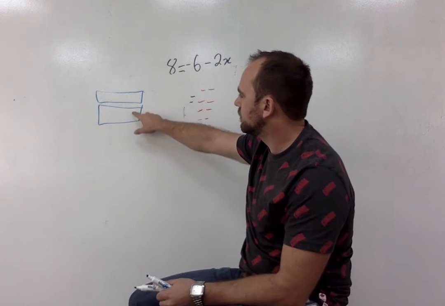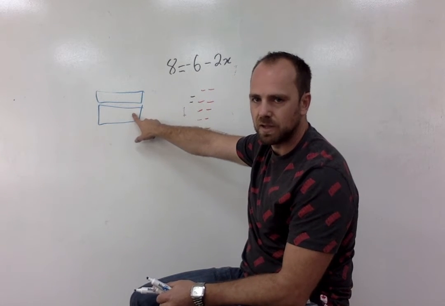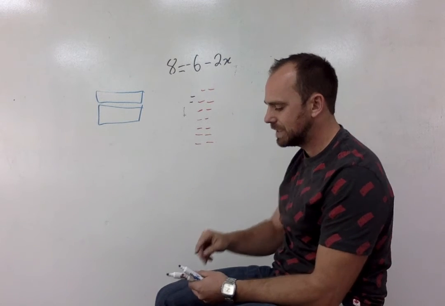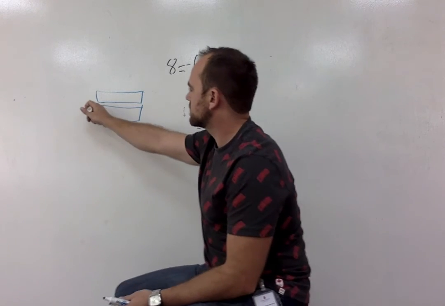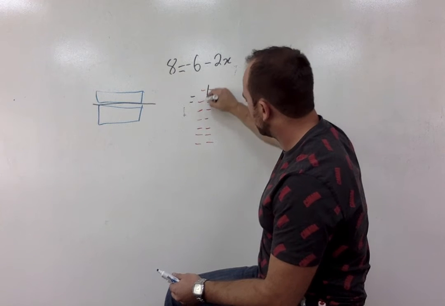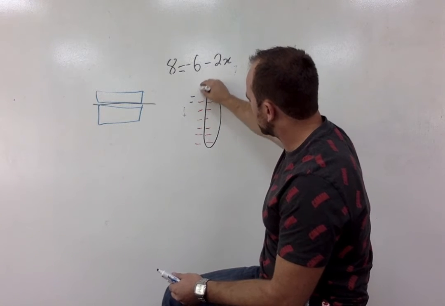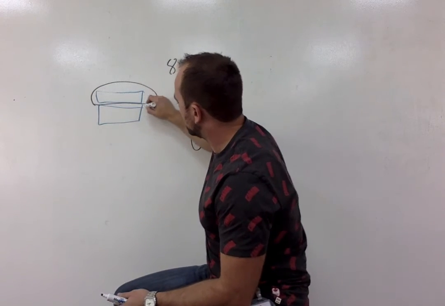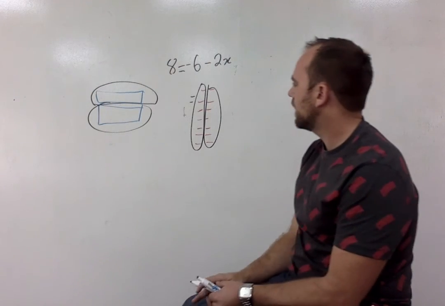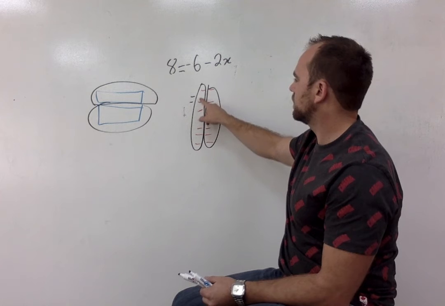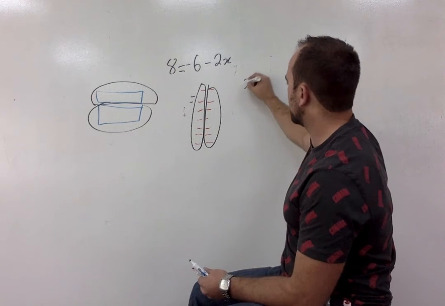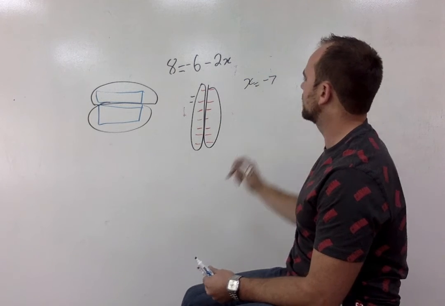Now I've got 2x equals negative 2, 4, 6, 8, 10, 12, 14. This is divided in half. Now I'm just going to divide both of these in half. So I can say that 1x equals 1, 2, 3, 4, 5, 6, negative 7. So x equals negative 7.